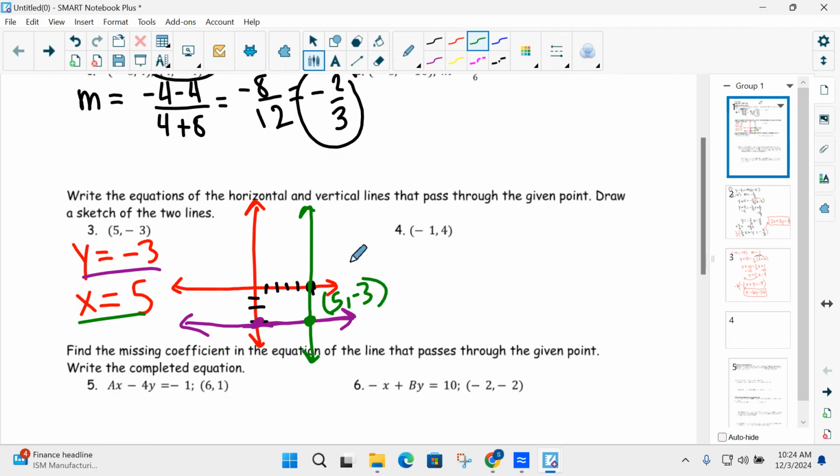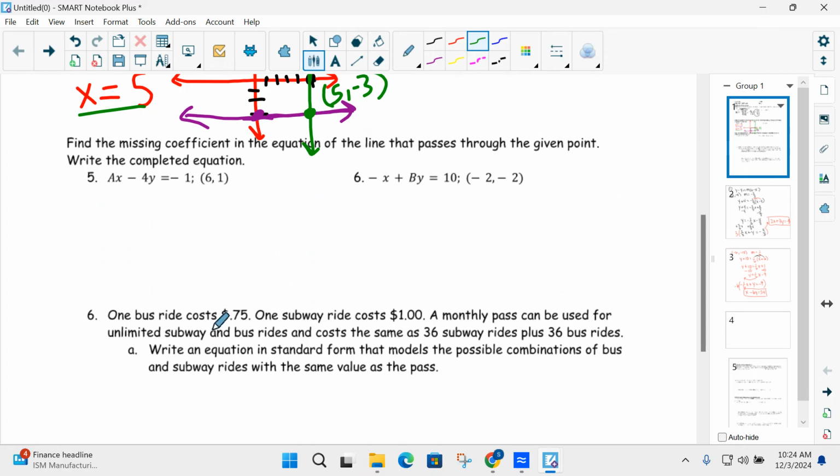Okay, so number 4 is just like this one. Also here, I'm only going to do number 5. The answer key to number 6 is in Polaris, so if you need to check your answers to 4 and 6, you can do that.